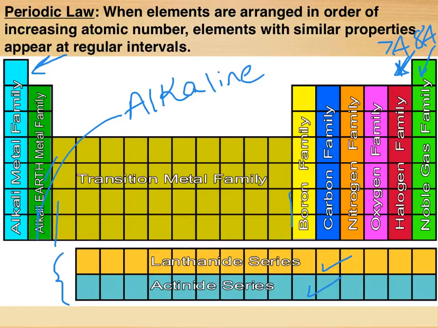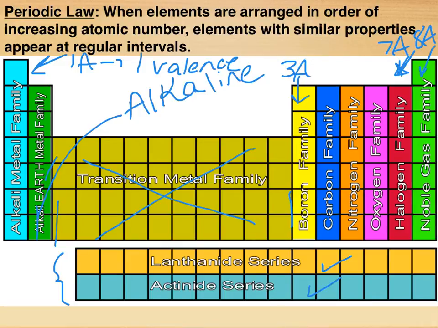But the one thing to remember from this, besides some of the names, is that the number of valence electrons an element has equals its group number. So group 1A has 1 valence electron. Group 2A has 2 valence electrons. Transition metals are just weird. Everything's variable with them. But skipping on over to group 3A, the boron group, they all have 3 valence electrons, etc. On and on to the noble gas family, which has 8 valence electrons.